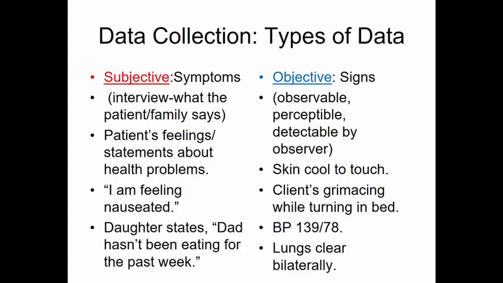There are 2 types of data, subjective and objective. Subjective data is what the patient or family reports. These are symptoms. This is charted the same way it's reported, using, in quotations, the patient states and then what they state. Objective data is what you observe during your physical assessment.